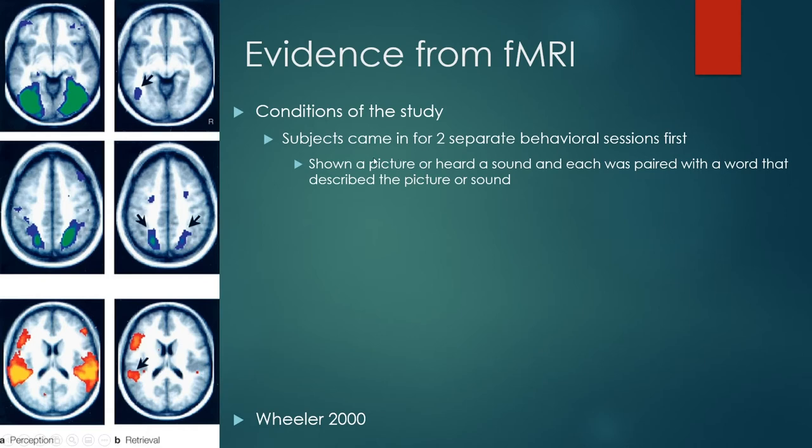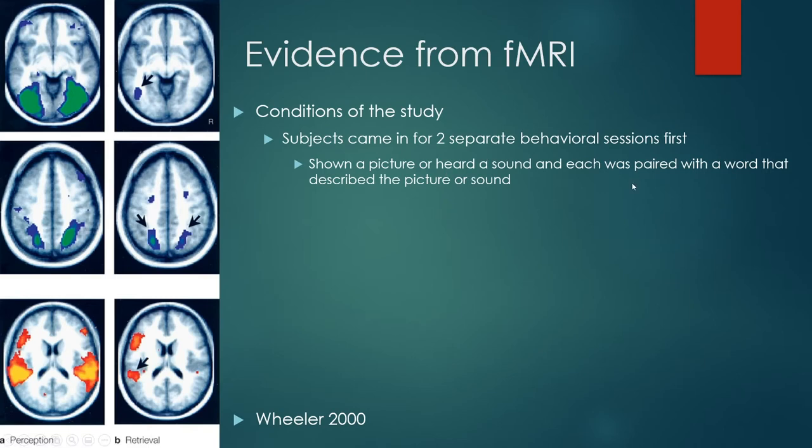And each of these, either the picture or, I kind of take that back, I'm sorry. The picture and the sound were each paired with a word, right? So you had a picture of a bell that was paired with the word bell, or you had the sound of a bell that was paired with the word bell. Sorry if that was confusing.